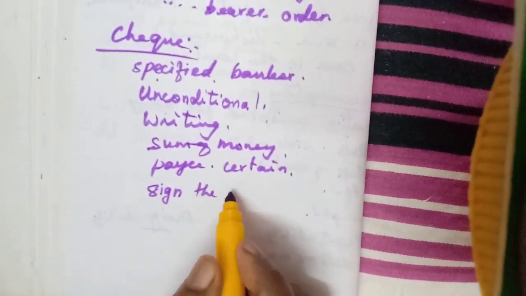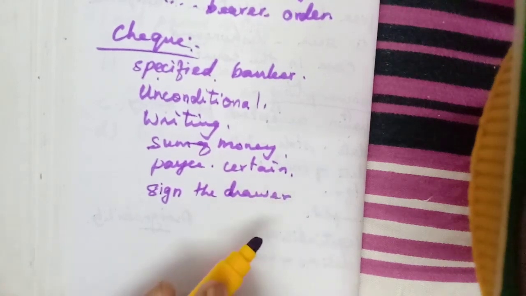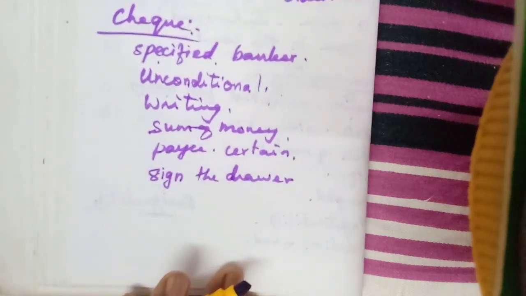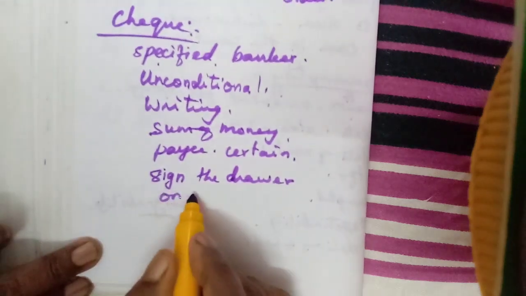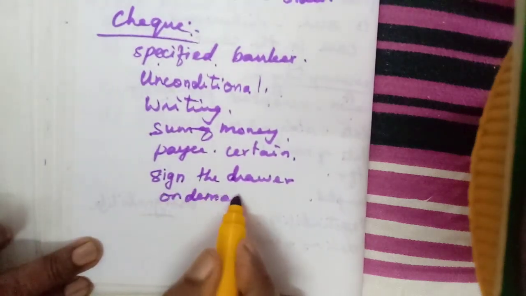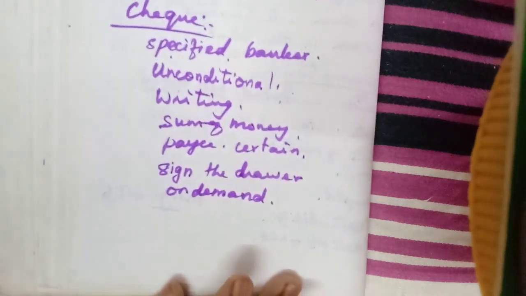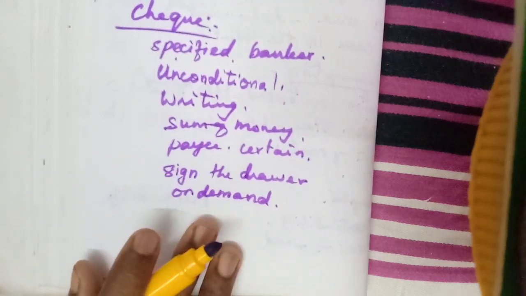And the drawer must sign the document. Signed by the drawer, the one who writes the check, he has to sign the document, otherwise it will be invalid. So it must be signed by the drawer. And payable on demand. Whenever the person needs, he can go to the bank and collect the amount.